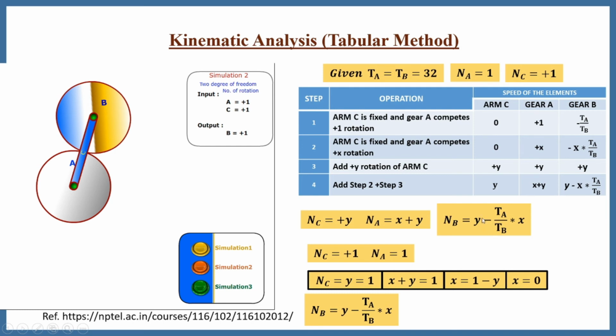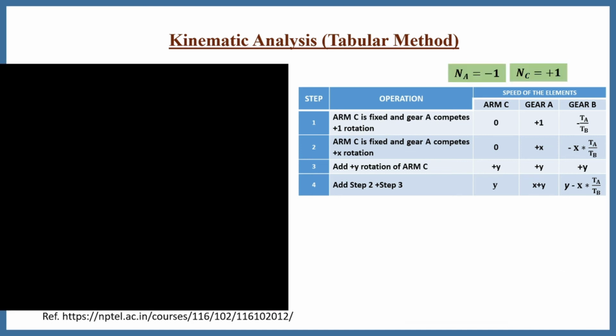If you consider this equation, NB is equal to Y minus TA upon TB into X. X and Y are known to us, TA and TB are known to us. If you put these values in this equation, you can find NB is equal to 1. We can achieve the same velocity as that of gear A and arm C, which is NA is equal to 1.